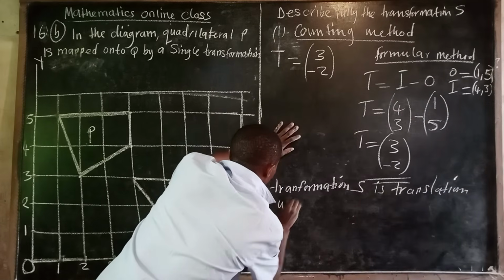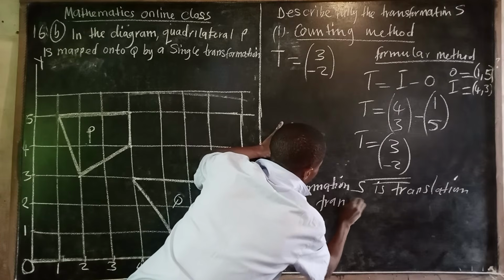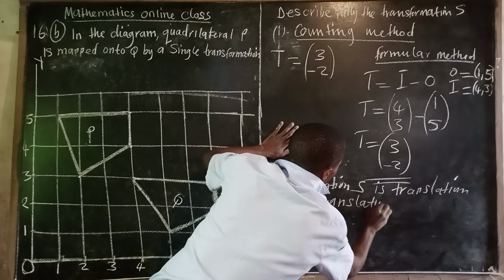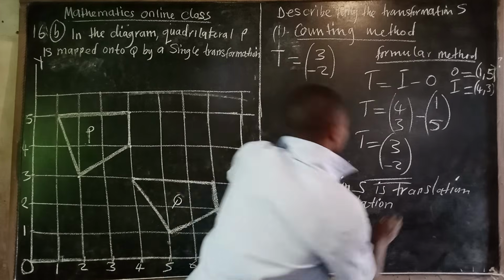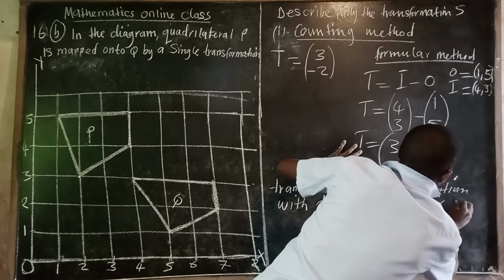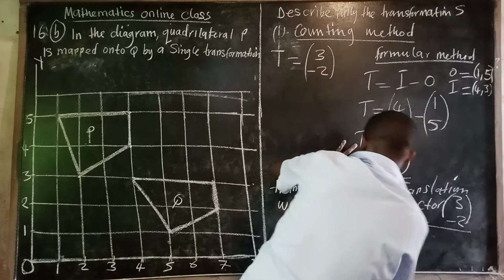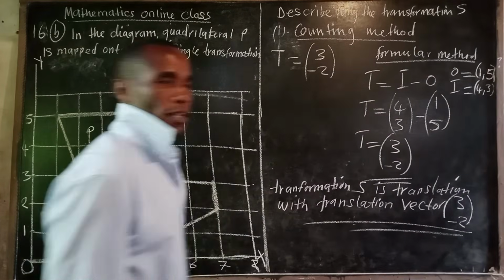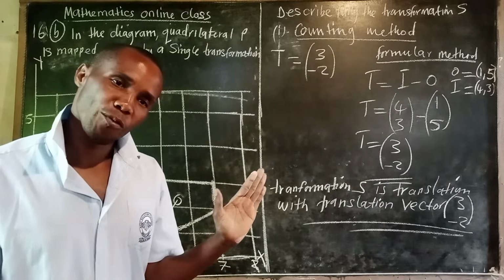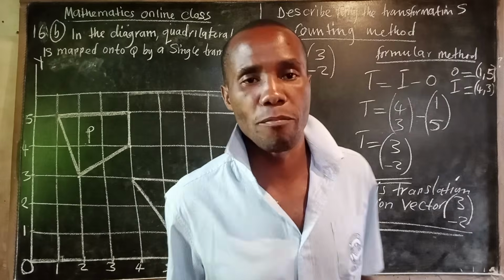Translation with translation vector 3, then negative 2. 2 marks. If you can do it like that, then you have hammered 2 marks. This is transformation in paper 1.